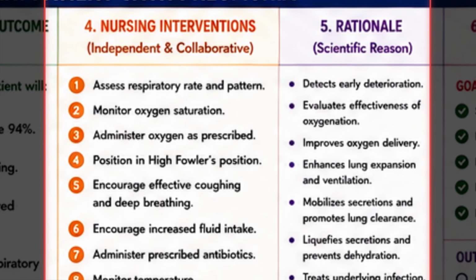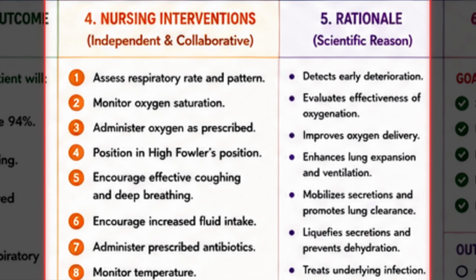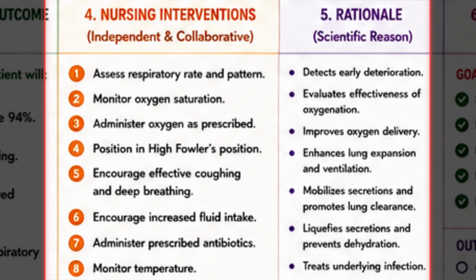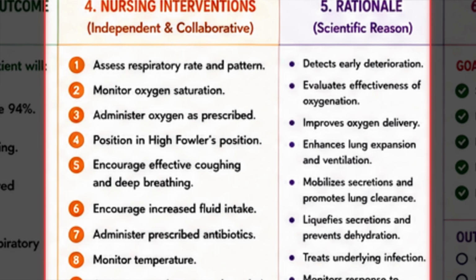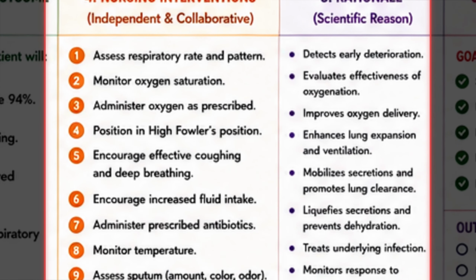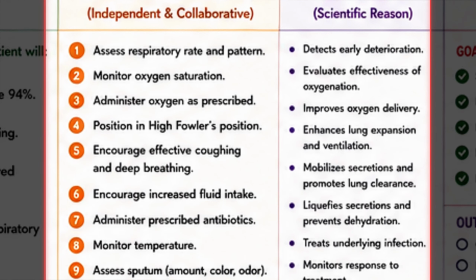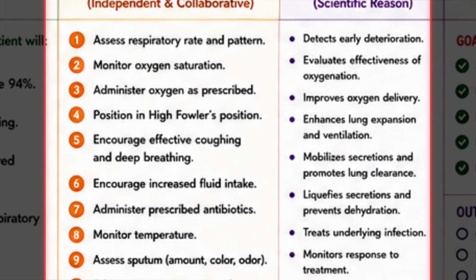Item 3. Administer supplemental oxygen as prescribed. Rationale: directly increases alveolar oxygen pressure and improves systemic oxygen delivery. Item 4. Position patient in high Fowler's position. Rationale: uses gravity to pull abdominal organs down, maximizing diaphragm descent and enhancing lung expansion and ventilation.